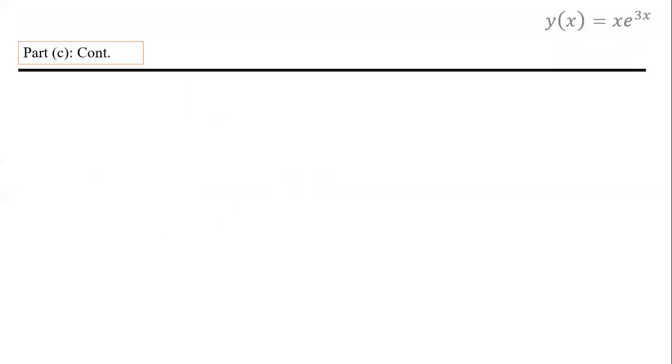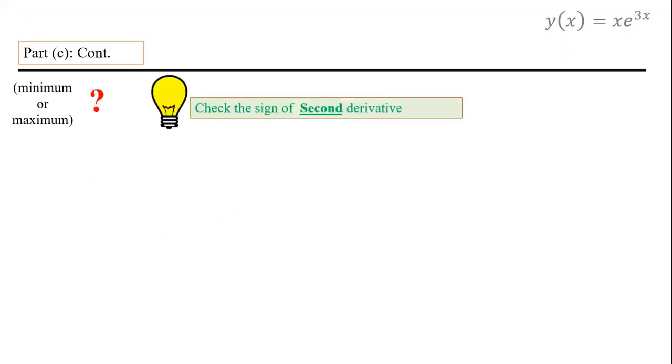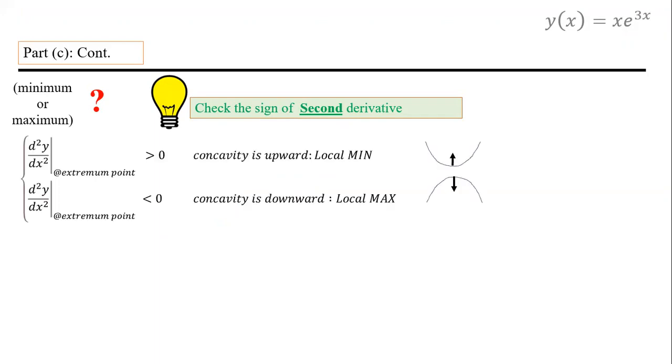Now we want to justify if it is a minimum or maximum. How to check it? The trick is using the second derivative. We check the sign of the second derivative. We calculate the second derivative of the function at the extremum point and see if it is positive or negative. So the general strategy is like this.